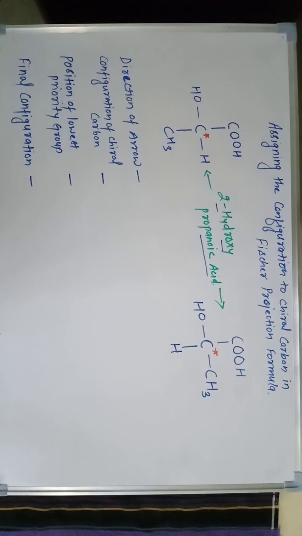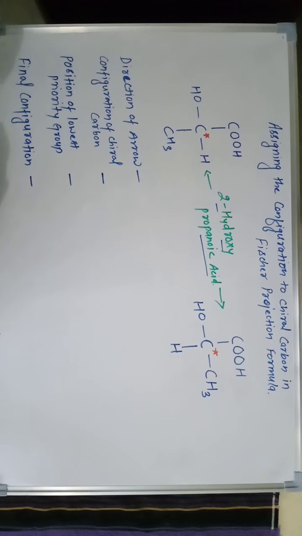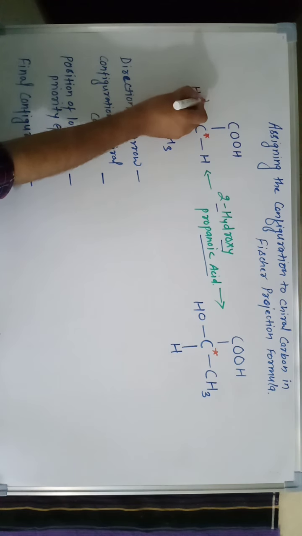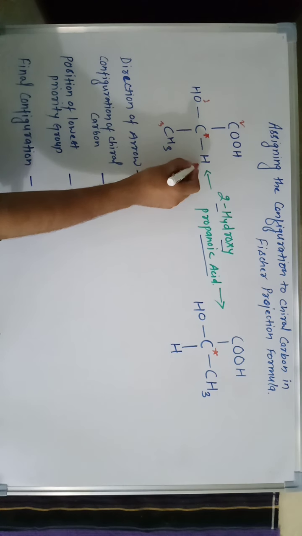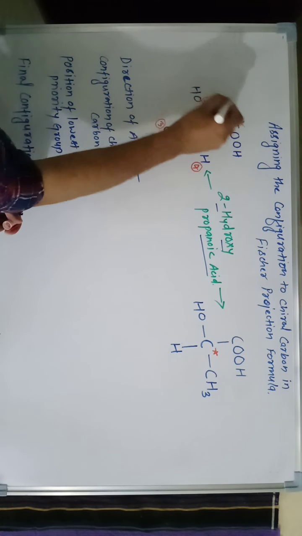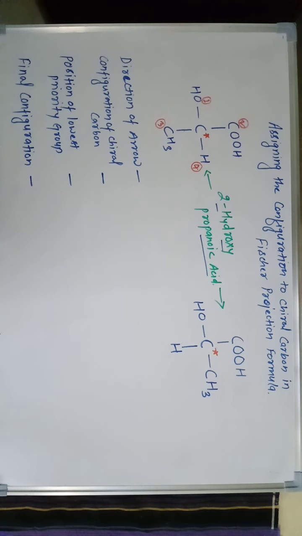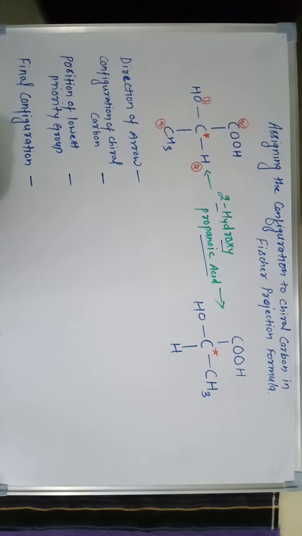First of all, according to the CIP rule, we have to set the priority order amongst the 4 different groups which are attached directly to the chiral carbon. So in this molecule, this is the chiral carbon and we have 4 different functional groups. We assign first priority to this hydroxyl group, then second to this carbon, then third to this, and the lowest priority is given to this hydrogen. How we have given this priority is already discussed in the previous lecture. Those who haven't seen those previous lectures should first see them and then come to this 5th lecture of stereochemistry. Otherwise you will not be able to understand the exact concept. So I have already set the priority.